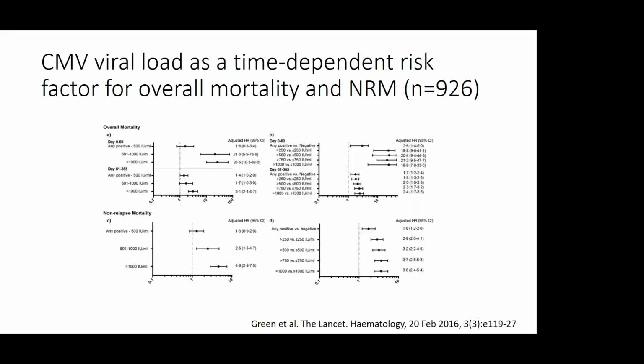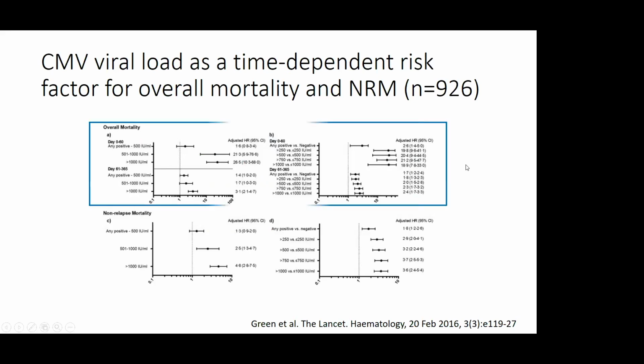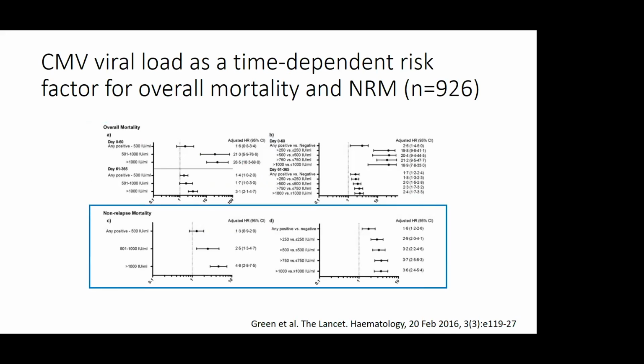And you can see here, this is a CMV viral load. They used viral load as a time-dependent risk factor for overall mortality and non-relapse mortality. They looked at 926 patients, and in the top panel there, they looked at the overall mortality. And in the bottom panel, they looked at the non-relapse mortality. So the disease did not come back. The cancer is gone, but the patients died.